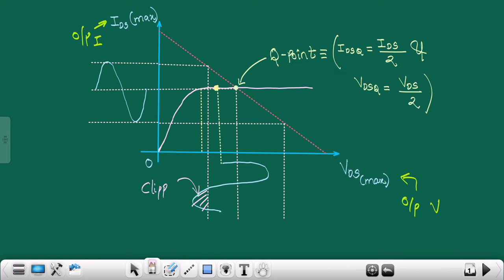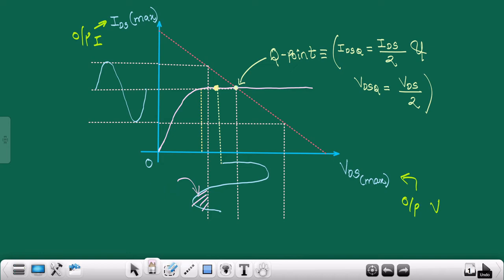So basically we drew two conclusions out of it. That is, our Q point should not shift to the right side, nor should it shift to the left side. It should be exactly at the center, so that we will get a proper magnified form of the signal. So this is what we had seen till now.